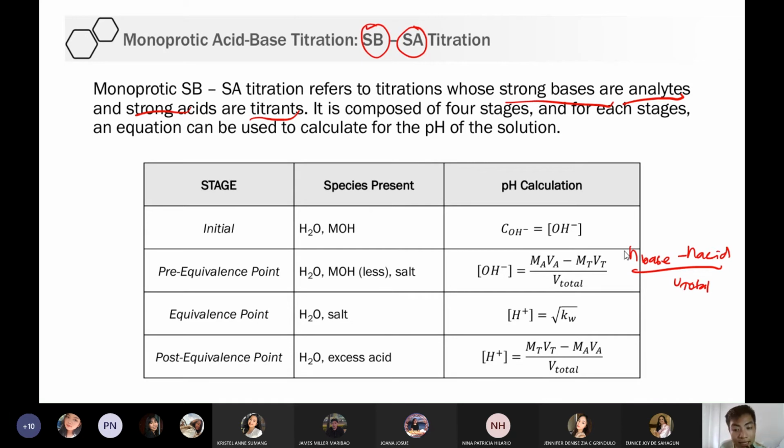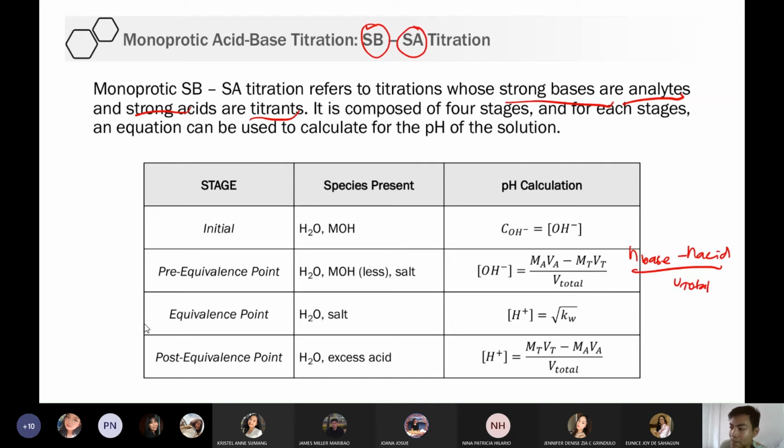Remember that your base is the analyte, so MAVA yon, MAVA. And yung titrant mo ay yung acid, so MTVT. Pag susubtract mo lang sila, divided by the total volume, you will get the concentration of your OH. And to get the pH, convert mo to sa POH, then 14 minus POH is pH. So ano, 'di ba? Mapapansin niyo may resemblance to sa kanina ha. Yes, meron siyang resemblance. Baliktad lang 'yung nangyari.